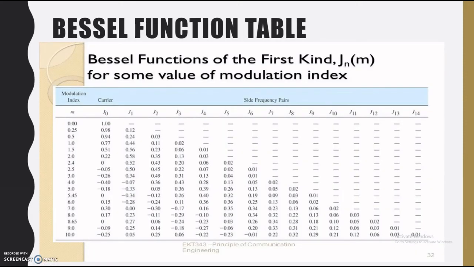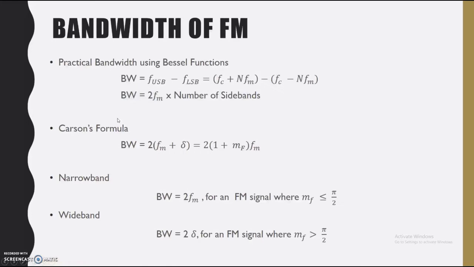Here, we can see the Bessel function table, where we can compute J, the carrier, using the modulation index. We can see that J sub 0 is the carrier component, while J1, J2, J3, and so on are the side frequency pairs. It depends on the modulation index in the carrier component.